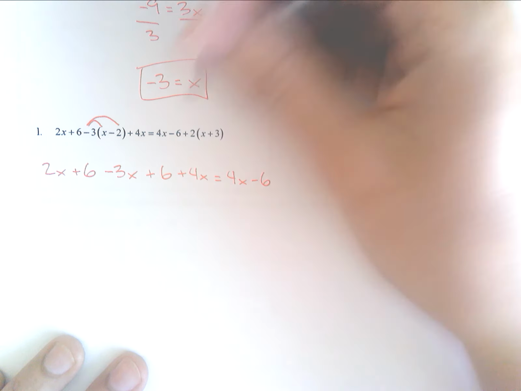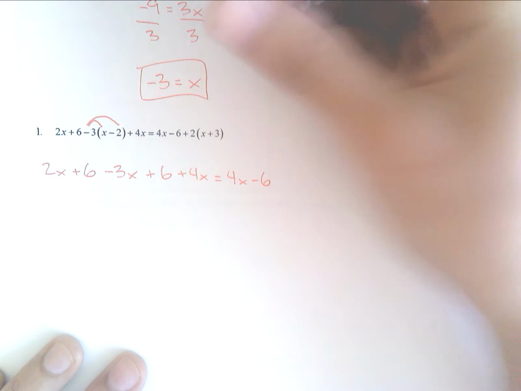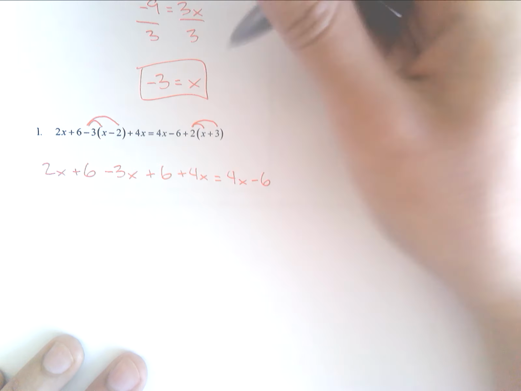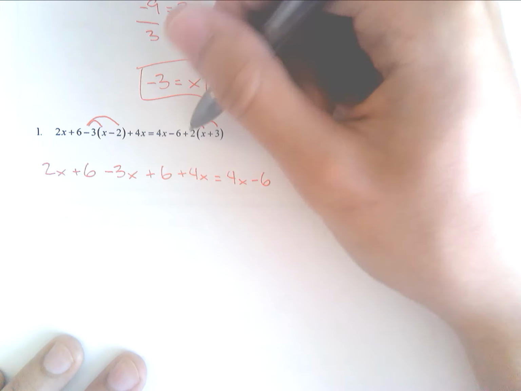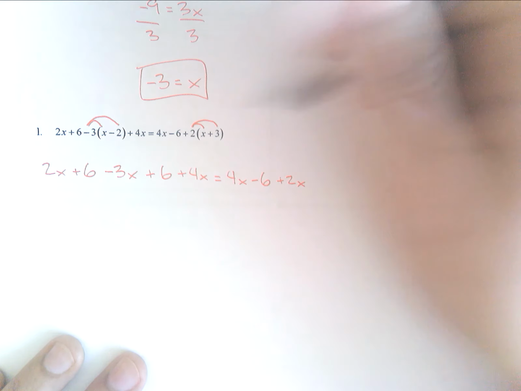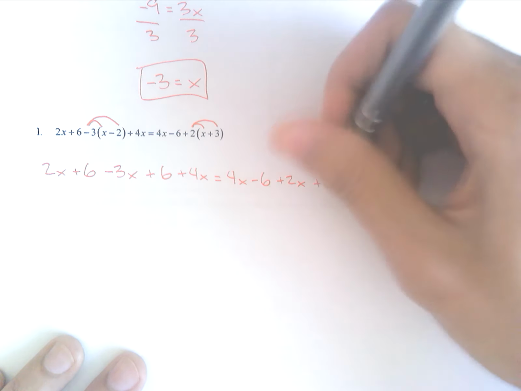And then we've got more distribution. So let's do that. This positive 2 gets distributed in. So we have 2 times x is 2x. And then 2 times 3 is 6. So plus 6.